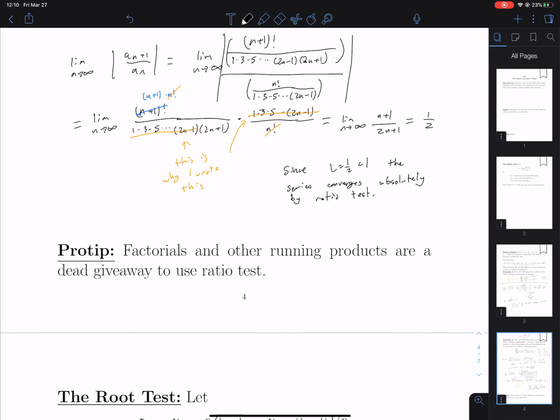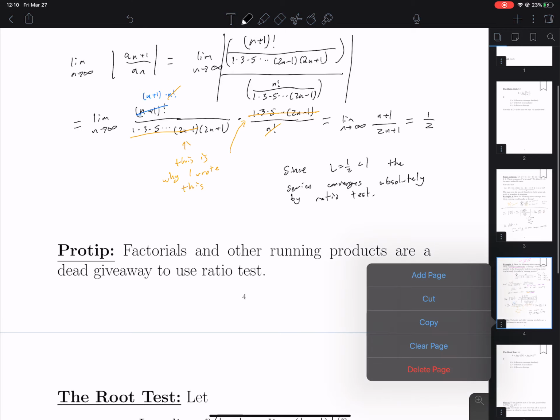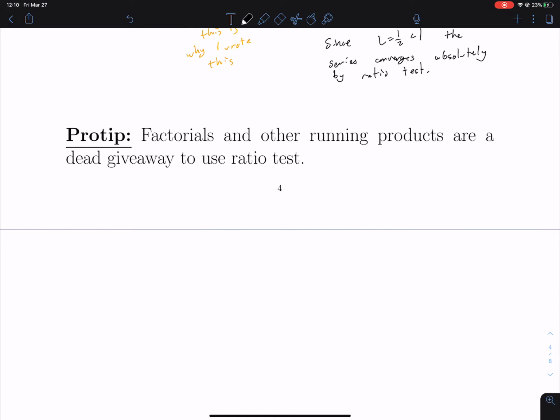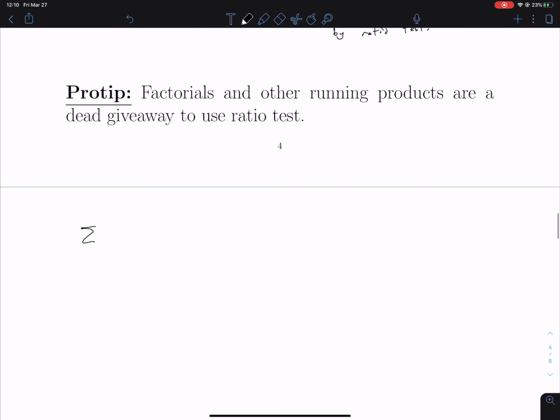Let's stick it in another page and let's do another couple of examples. So you can use ratio test on simpler stuff we've done, but let's look at these two examples. So the first one, let's say I've got 3 to the n over 2 to the n. So I could use ratio test. The limit as n goes to infinity of 3 to the n plus 1 over 2 to the n plus 1, over 3 to the n over 2 to the n. Absolute value bars don't matter here because everything's positive.